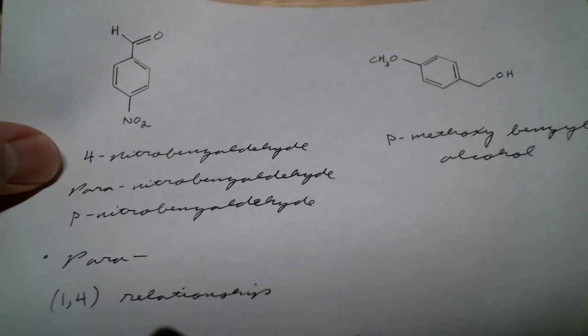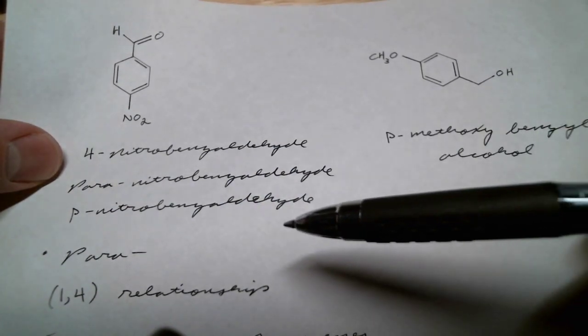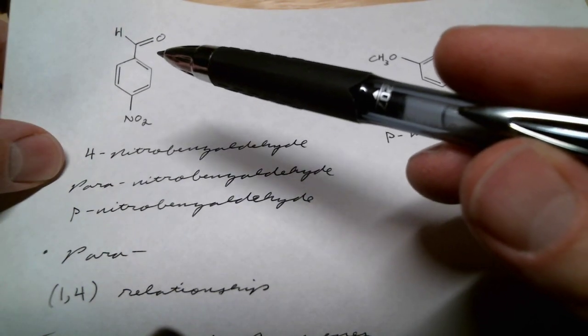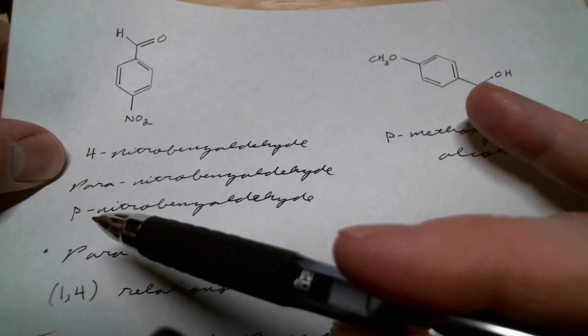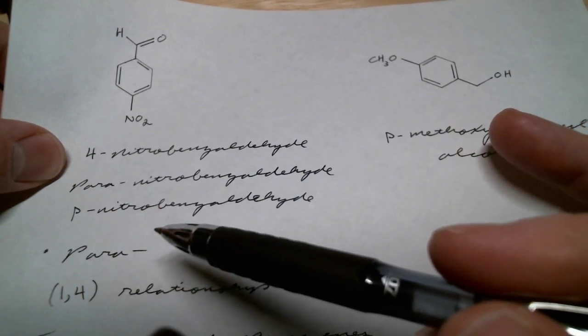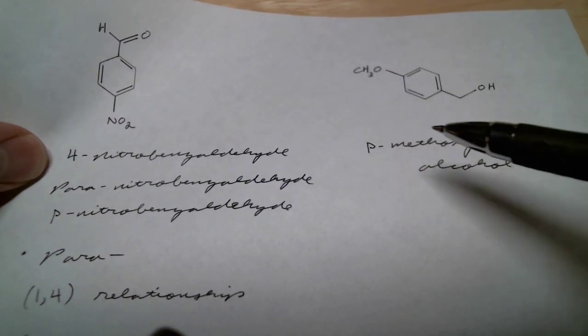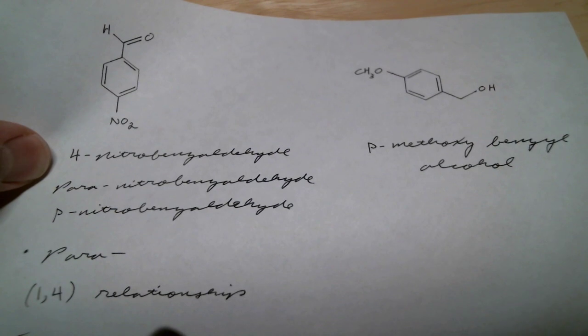Here we've got a couple of examples. Here we've got 4-nitrobenzaldehyde or para-nitrobenzaldehyde. So this is a relative 1,4 substitution pattern. And sometimes we symbolize that as just p-nitrobenzaldehyde. So para is a 1,4 relationship. Here's another example, para-methoxybenzyl alcohol.